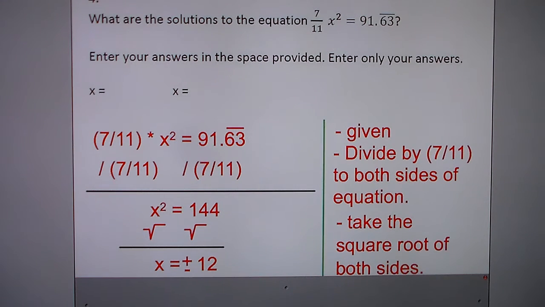Those are our answers to the first 4. It's your job to get all the rest of the answers: 5, 6, 7, and 8. These are problems just like numbers 1 through 4. Give it your best chance, give it your best effort.